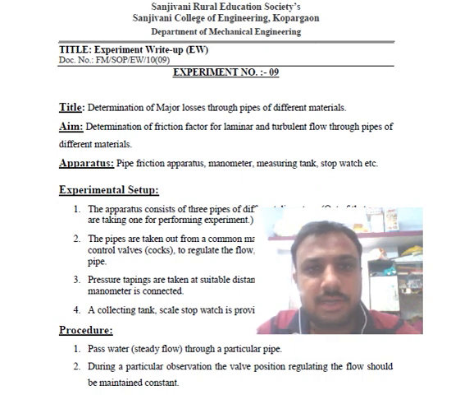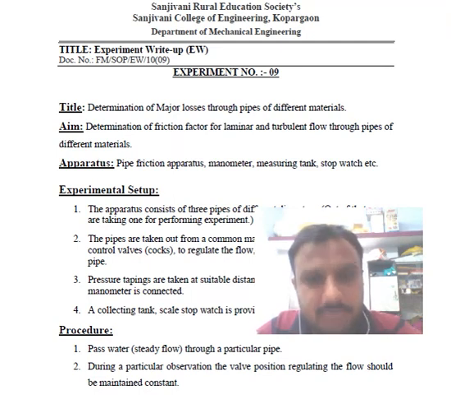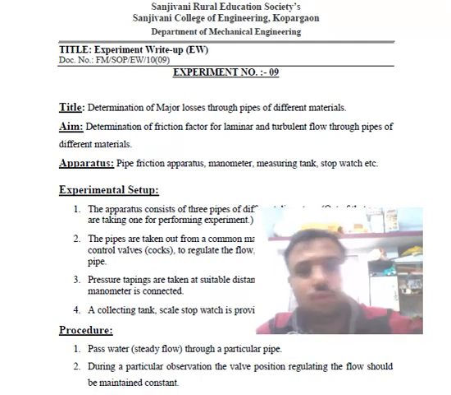Friends, welcome back. Today we are going to study the experiment on fluid mechanics, that is determination of major losses through pipes of different material. The aim of this experiment is determination of friction factor for laminar and turbulent flow through pipes.